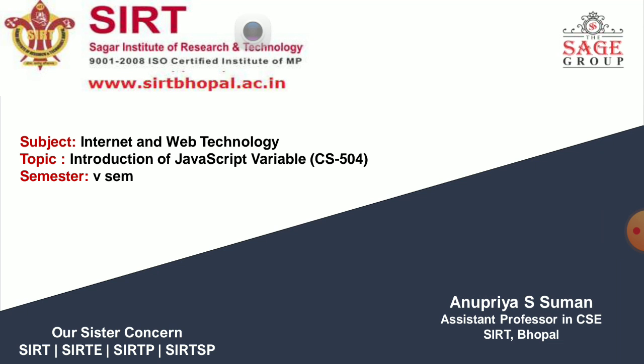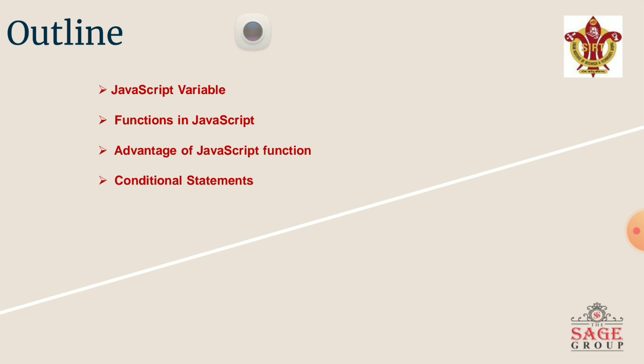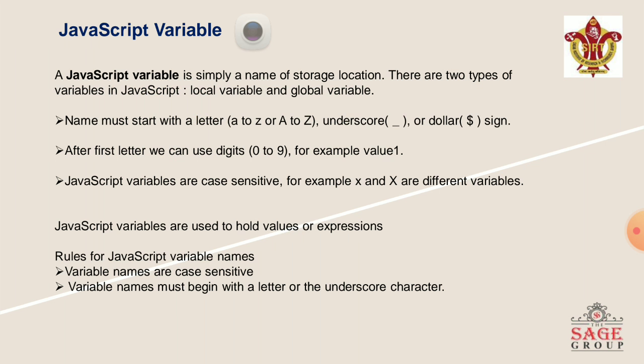Today we are going to discuss an introduction to JavaScript variables. The outline is: JavaScript variables, functions in JavaScript, advantages of JavaScript functions, and conditional statements. A JavaScript variable is simply the name of a storage location.